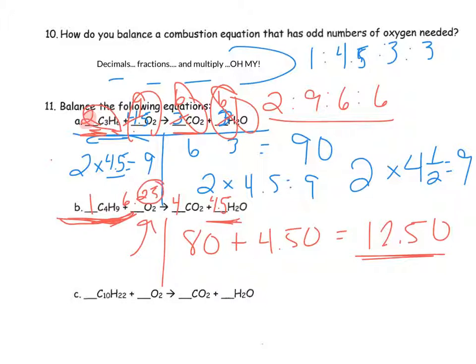So if I go through and I multiply everybody by 4, I get 4 here, and then 6.25 times 4 is 25. 4 times 4 is 16, and 4 times 4.5 is 18, all right? Getting kind of hard to see. So let me see if that works here.